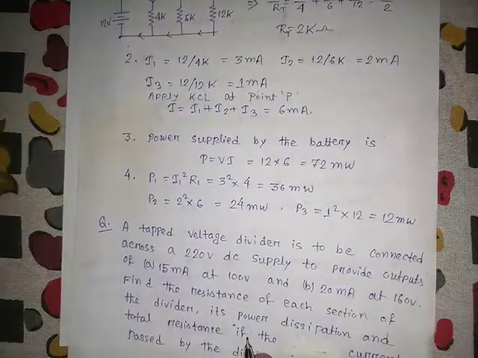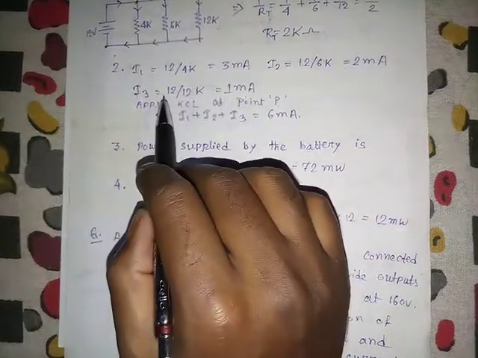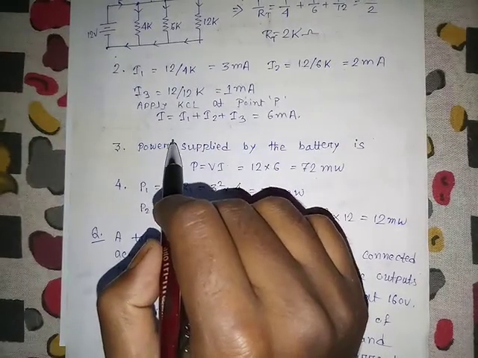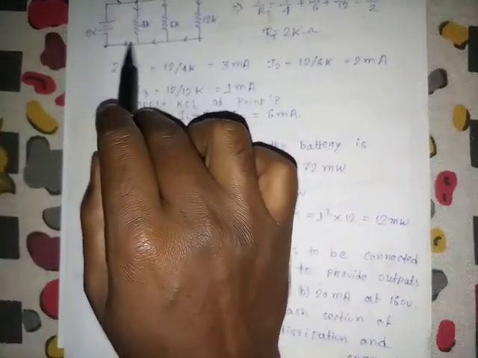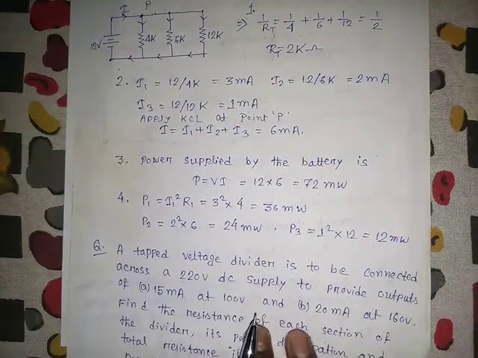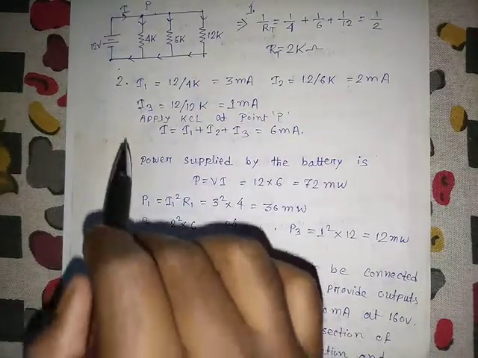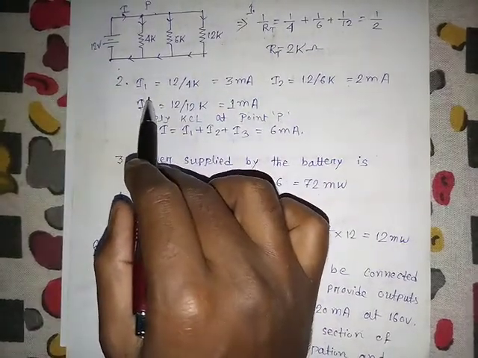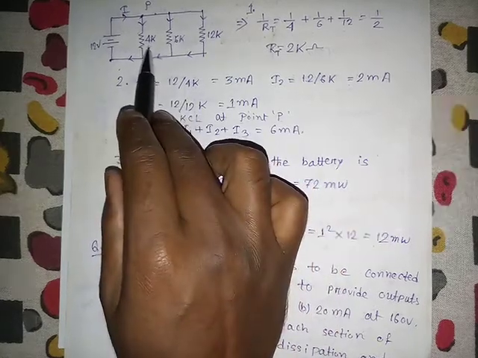Now coming to the next question, they told us to find the circuit current. In case of parallel connection, the voltage across all three resistances will be the same, as we know. Therefore we find the current I1. How will we find it? The voltage divided by R, that is this resistor.